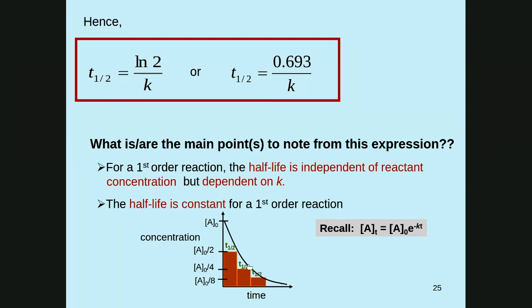Yeah? And so on. And going from A0 upon 4 to A0 upon 8, again takes a time T1/2. Yeah, so that is why T1/2 is a very useful concept when dealing with first order processes. For example, radioactive decay. That the rate of decay is normally given in terms of half-lives for that reason.